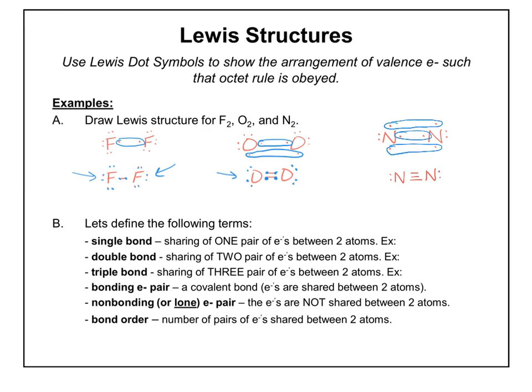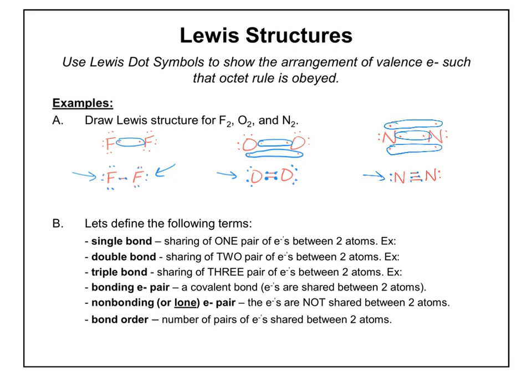Let's see if it obeys the octet rule, to check that we did this properly. Let's look at this nitrogen here. Let's count up. There are 1, 2, 3, 4, 5, 6, 7, 8 electrons surrounding that nitrogen. And if you look at the other nitrogen, you would see again 8 electrons surrounding it. So yes, both nitrogens obey the octet rule.